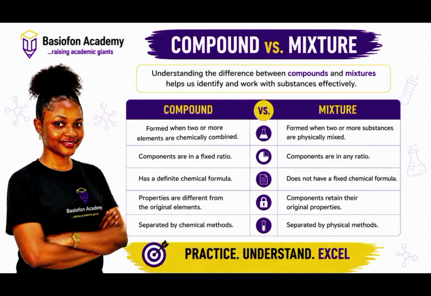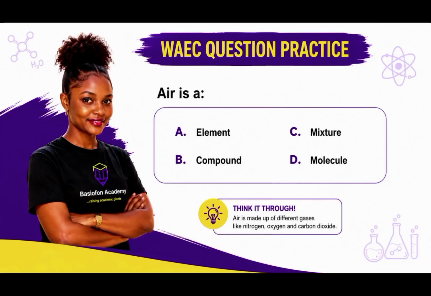Here's the table you should memorize. The main WAEC and JAMB focus is this. A compound is a chemical combination, while a mixture is a physical combination. Look at this WAEC question. Air is a what? The answer is C, mixture. Air is a physical combination of various gases like nitrogen, oxygen, and carbon dioxide.